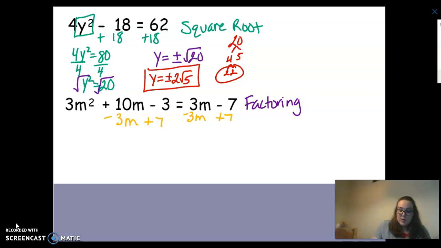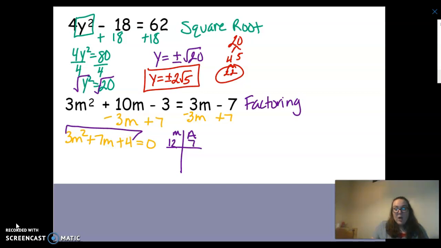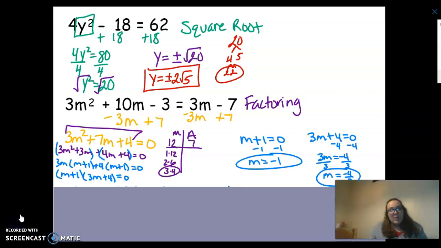So that now I have this: 3m squared plus 7m plus 4 now equals 0. Remember this right here, when I'm making one of these, what are we multiplying and adding to? 3 times 4 is 12. We're adding to 7. I want you to pause and I want you to factor that. Alright, there is what you should get when you solve that one by factoring.